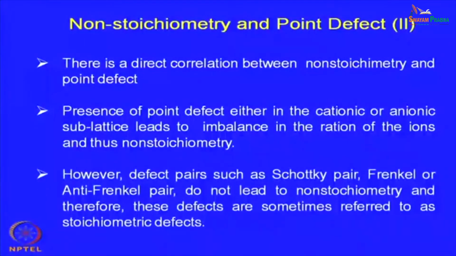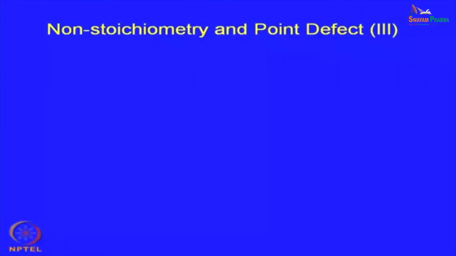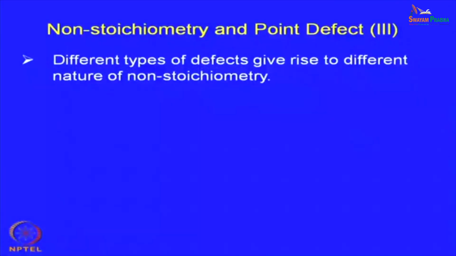So, non-stoichiometry is basically the deviation from the expected ratio, or the formula ratio. However, defect pairs such as Schottky pair, which I have already mentioned, Frenkel or anti-Frenkel pair, do not lead to non-stoichiometry, and therefore these defects are sometimes referred to as stoichiometric defects. That is quite understandable, because they appear in pairs. So, they do not change a particular sublattice. They change both the sublattices uniformly, and therefore the ratio remains the same.